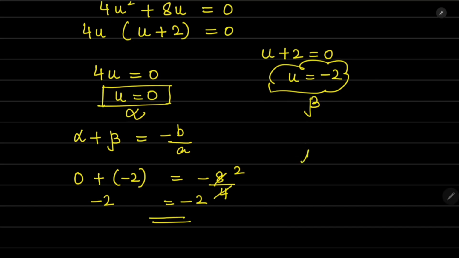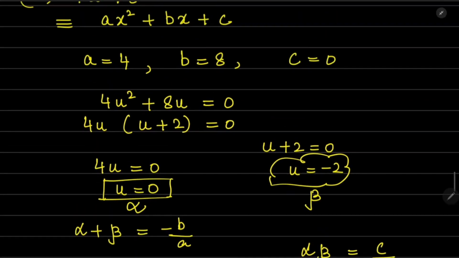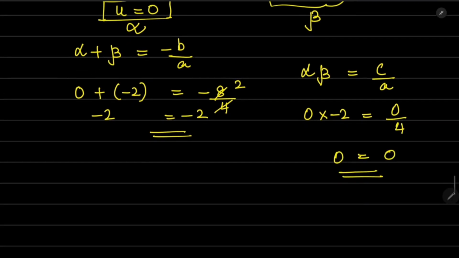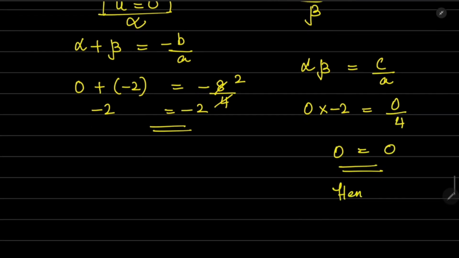Same way, product of the zeros, alpha beta should be equal to c by a. What is alpha? 0. 0 into beta, which is minus 2, should be equal to what is c? C is 0 by 4. So 0 is equal to 0, hence verified. Always do write hence verified.